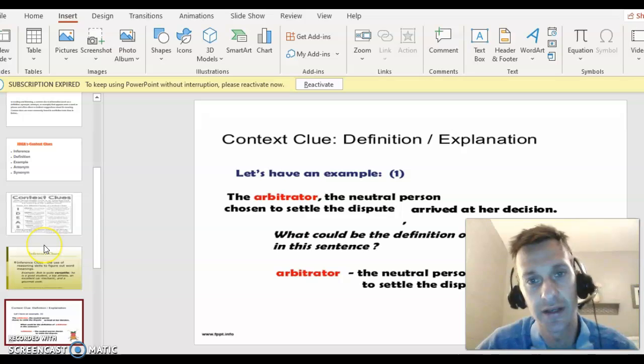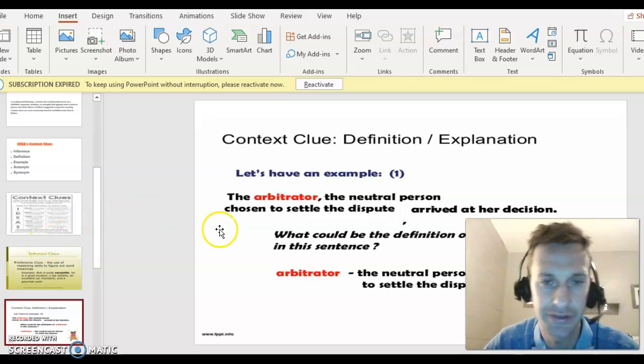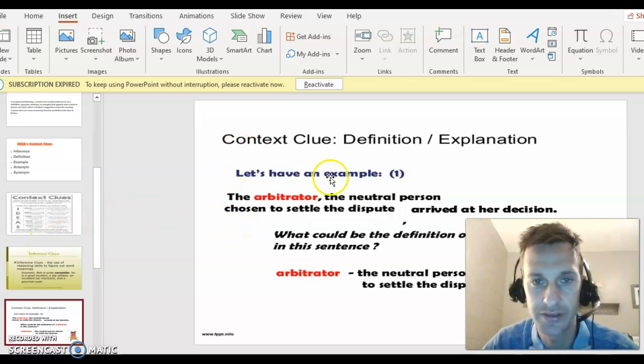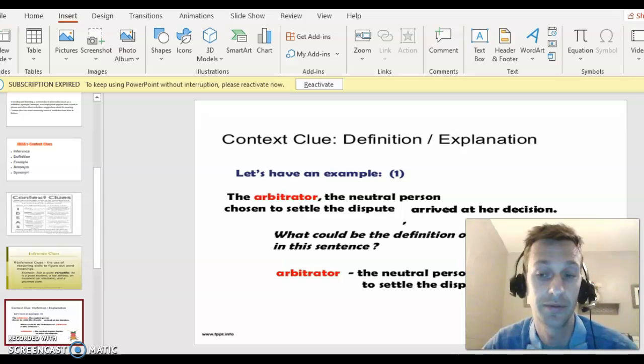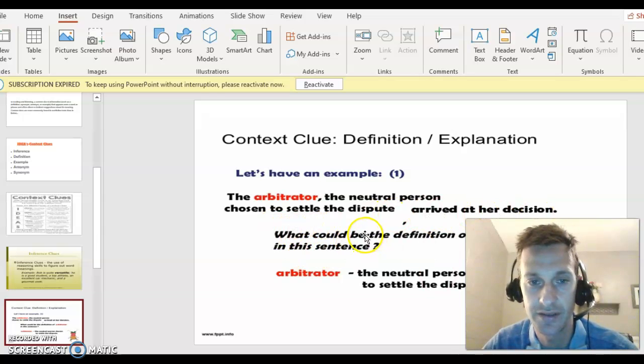How about let's look at a definition, right? Alright, so here's an example. The arbitrator, the neutral person chosen to settle a dispute, arrived at her decision. What could it? Okay, an arbitrator. We might not know what arbitrator is off the top of our head. What could be the definition of arbitrator in this sentence? Arbitrator. It says it right there.